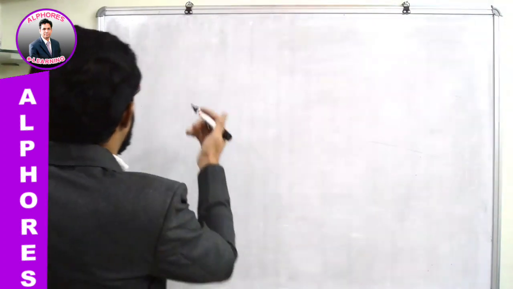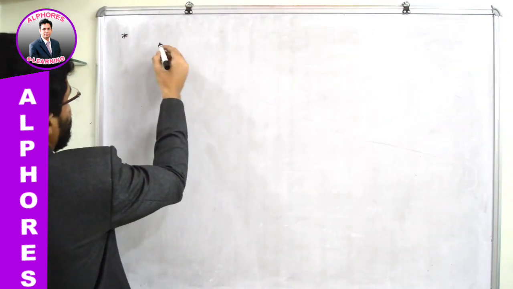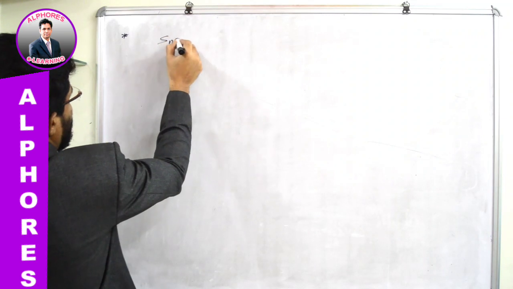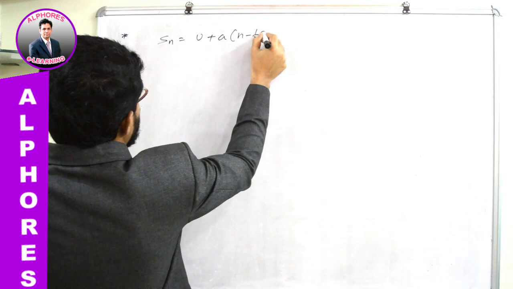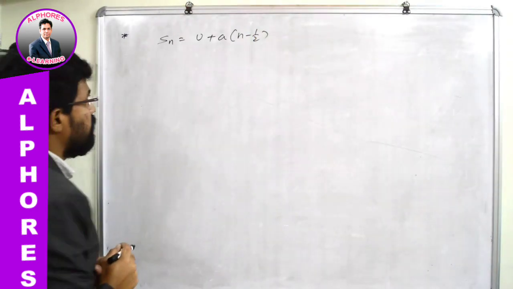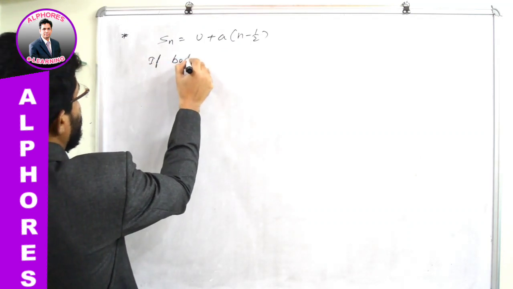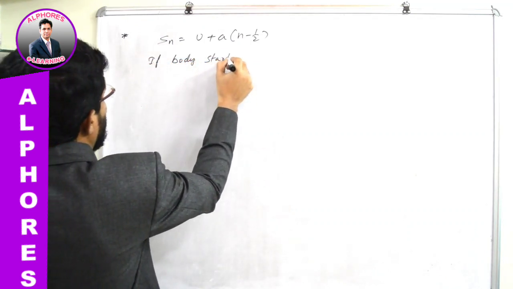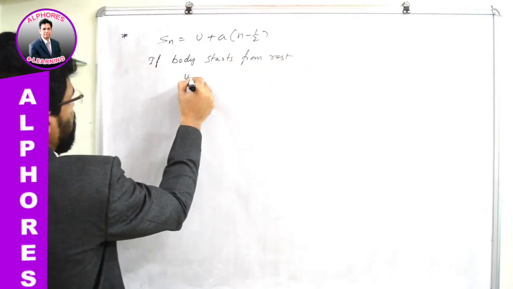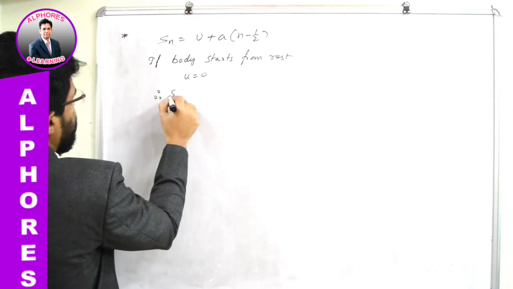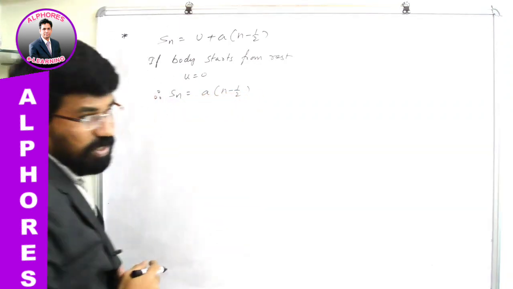So students, we know that distance traveled in the nth second is expressed as Sn. Sn is equal to what? u plus a into n minus half. What if the body starts from rest? That implies u equal to 0. Therefore, Sn is equal to a into n minus half, isn't it?